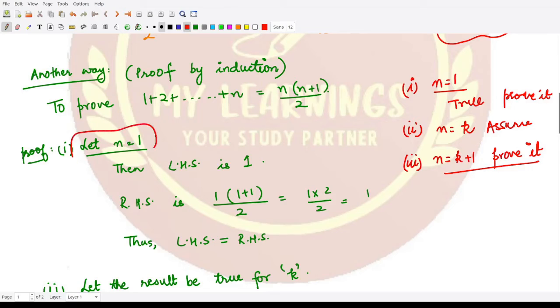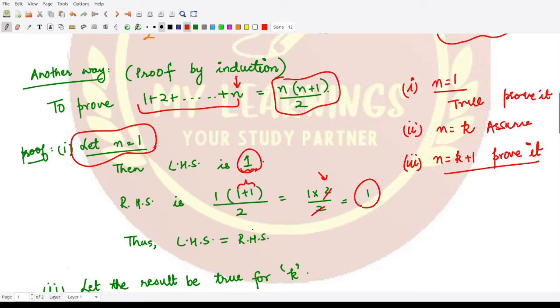When n is equal to 1, what would be our left hand side? It would just be the number 1. And what would be the right hand side? It would be n(n plus 1) divided by 2, so 1 times (1 plus 1) divided by 2. What is 1 plus 1? It is 2, so 1 into 2 divided by 2 is equal to 1. So you see the left hand side and right hand side are equal, hence our first part is proved.